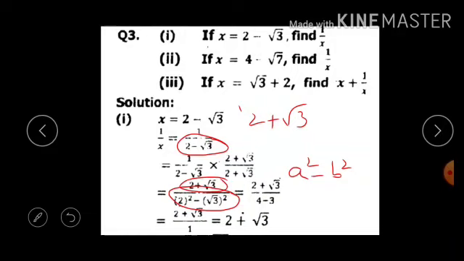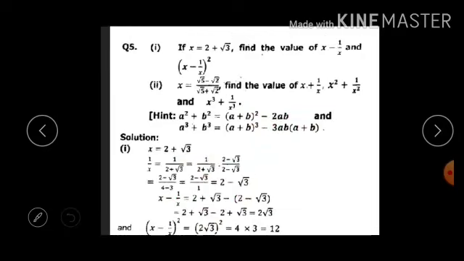4 minus 3 is equal to 1. So 2 plus square root of 3 divided by 1 is equal to 2 plus square root of 3. Question number 5, part 1. If x is equal to 2 plus square root of 3, find the value of x minus 1 upon x and x minus 1 upon x whole square. Solution: x is equal to 2 plus square root of 3.